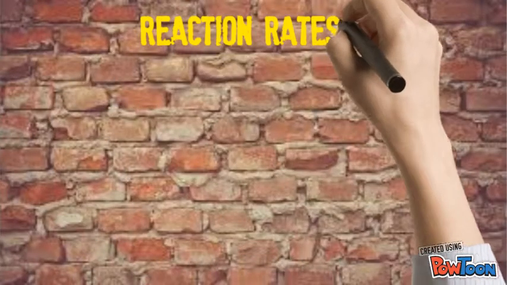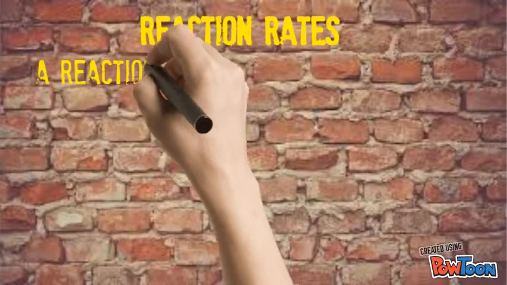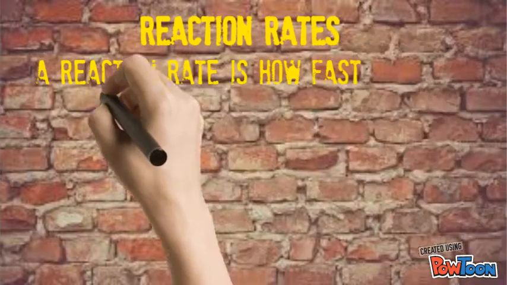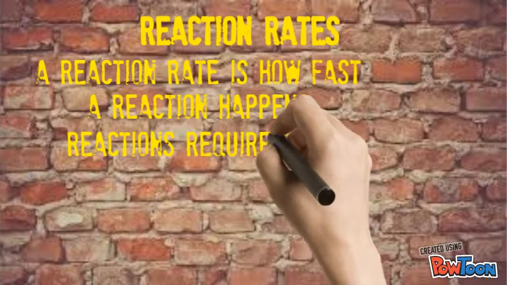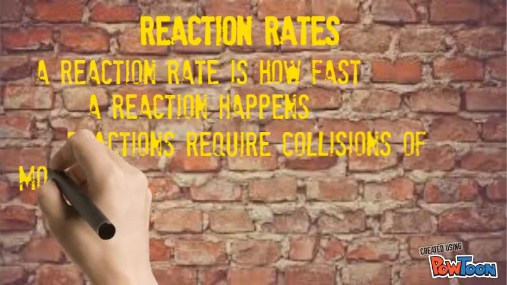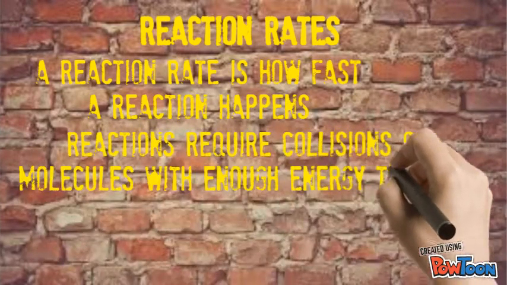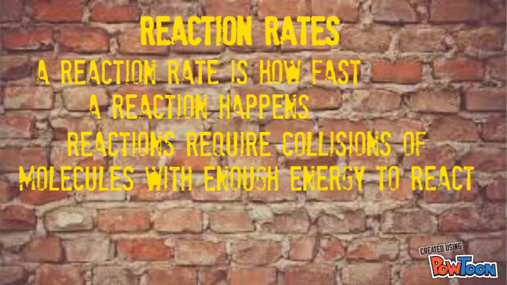So let's talk about reaction rates. A reaction rate is basically how fast the reaction takes place. And in order for a reaction to take place, we have to have collisions between the reactants. Those collisions also have to have enough energy in order for the reactants to actually react with one another. So let's look at the things that affect a reaction rate.